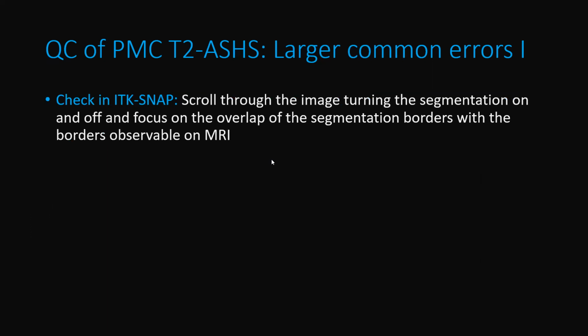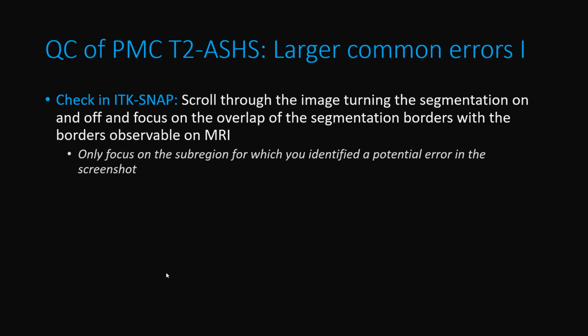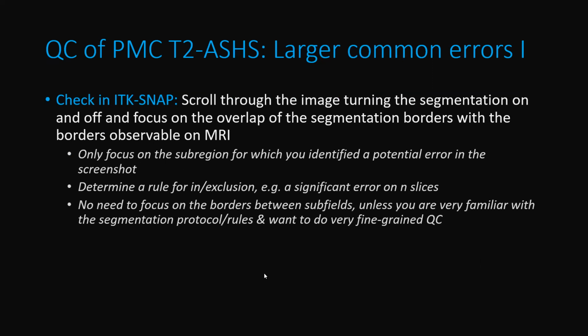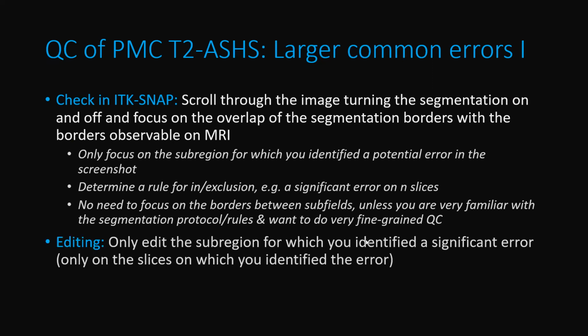I would say open in ITK-SNAP, scroll through the image, turning segmentation on and off, and focus on the overlap of the segmentation borders with the borders observable on MRI. Only focus on the subregion for which you identified the potential error in the screenshots. Determine a rule for inclusion or exclusion, such as a significant error on a certain number of slices. And again, there's no need to focus on any of the other borders between subfields unless you're very familiar with the protocol and want to do very fine-grained QC.